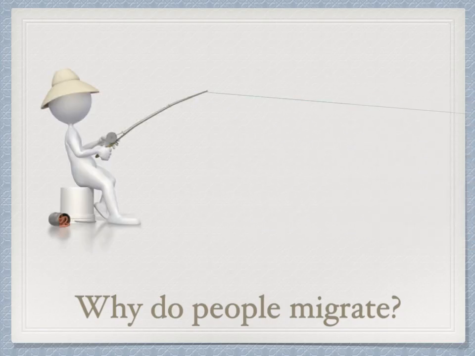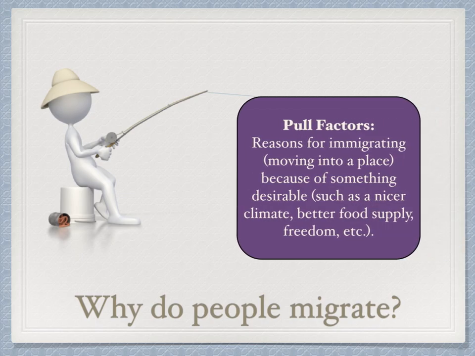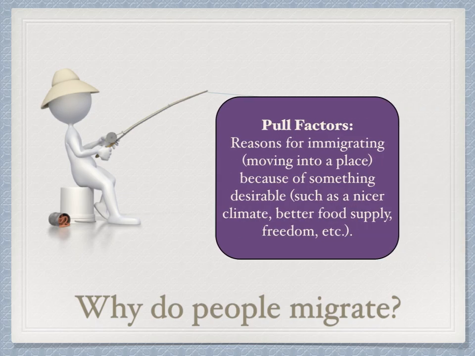The other are called pull factors. This is why you immigrate into a new place. It's because there's something desirable. It could be a nicer climate, better food supply, religious or political freedom. Maybe it's because your family has already gone there.